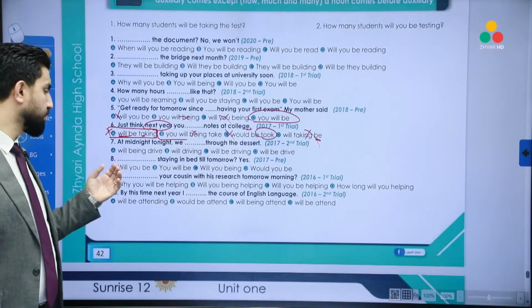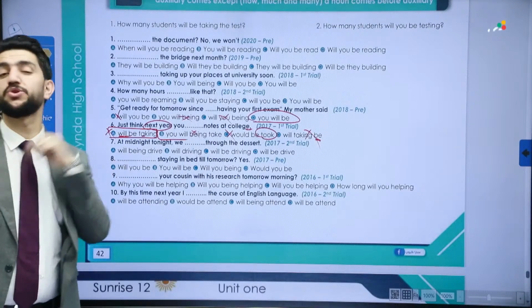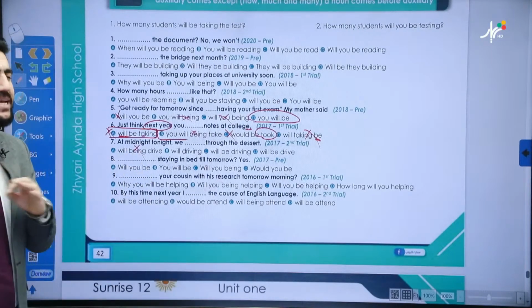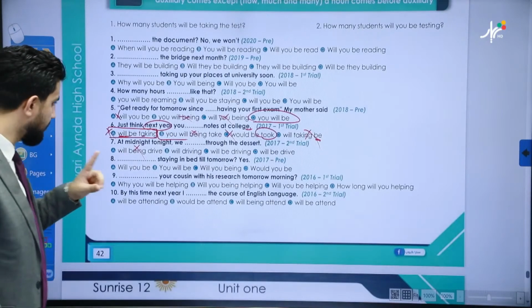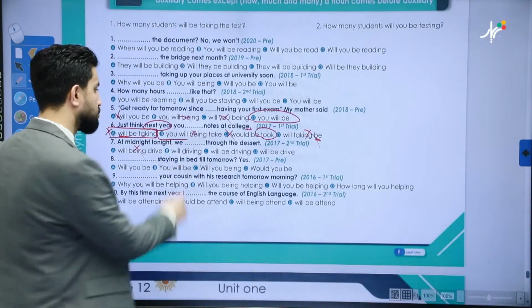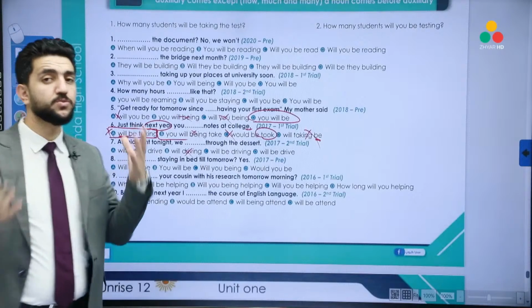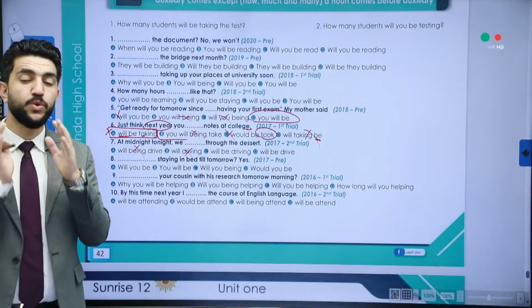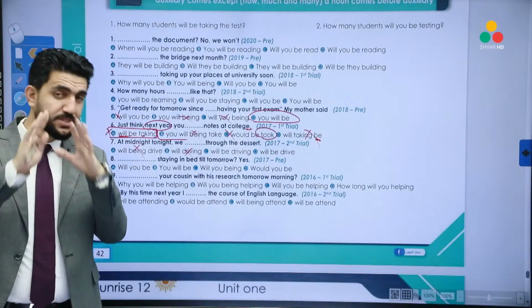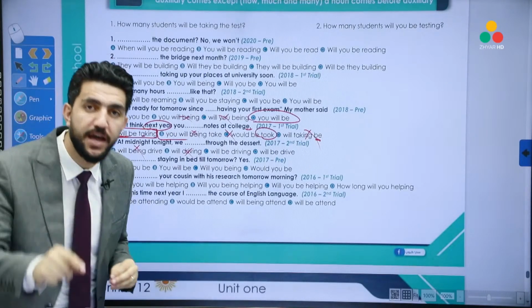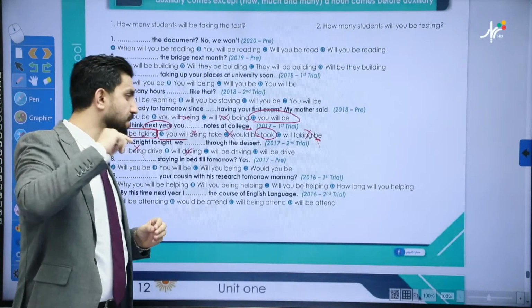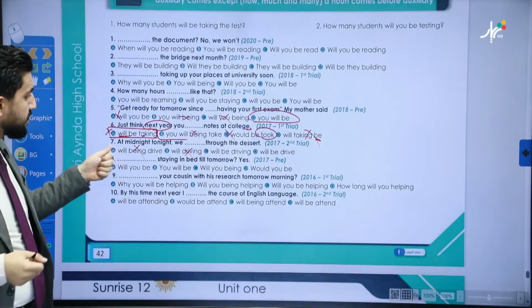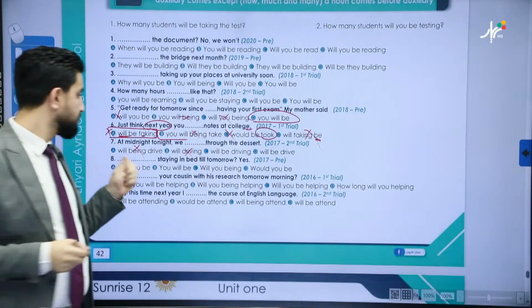Okay, which one do you think is wrong? Which one do you think is completely wrong? Being. Why, Mr. Ad? Being is never there. Be careful. Will driving. This one is also wrong. Mr. Ad, come on, tell us why it is wrong. It's wrong because there's no be. We said we have to have two things when it comes to future continuous. What are they? Very good. Well done. We have be and also verb ing.